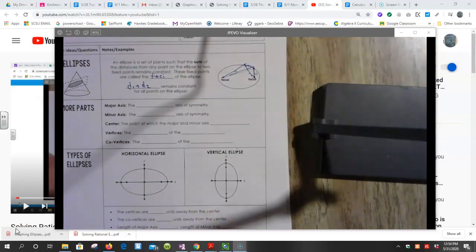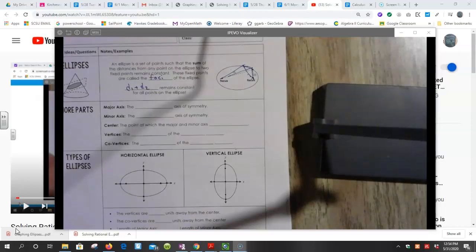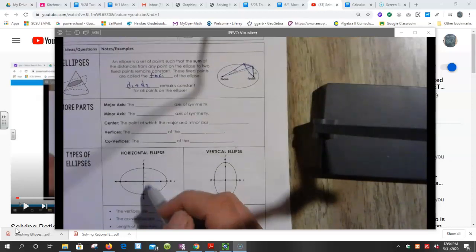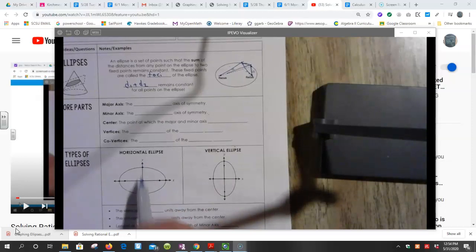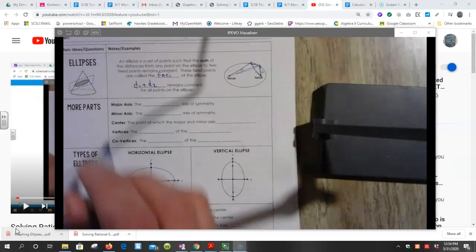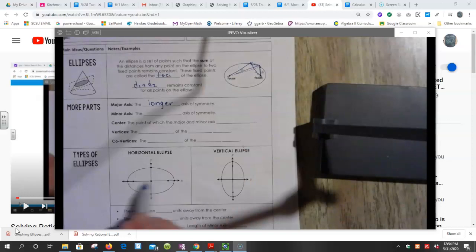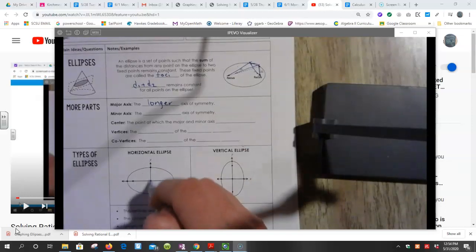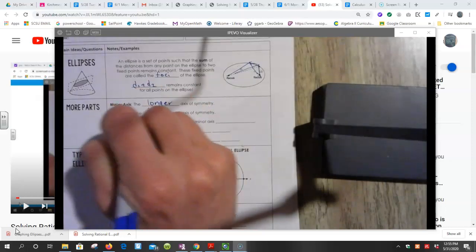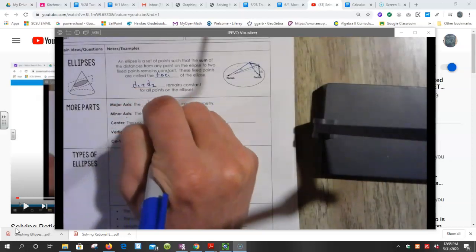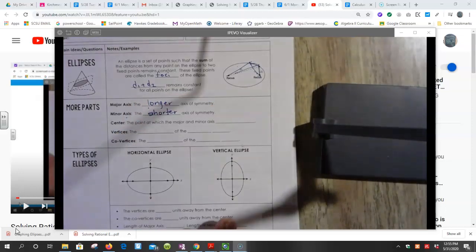So we're going to have a major axis, the longer axis of symmetry. Basically, I'm going to have a longer side to my oval and a shorter side to my oval, and they're going to have special names. The longer axis of symmetry is called the major axis, and that's this one here. The shorter one is called the minor axis. The minor axis is the shorter axis of symmetry, and the center is the point at which the major and minor axis come together.